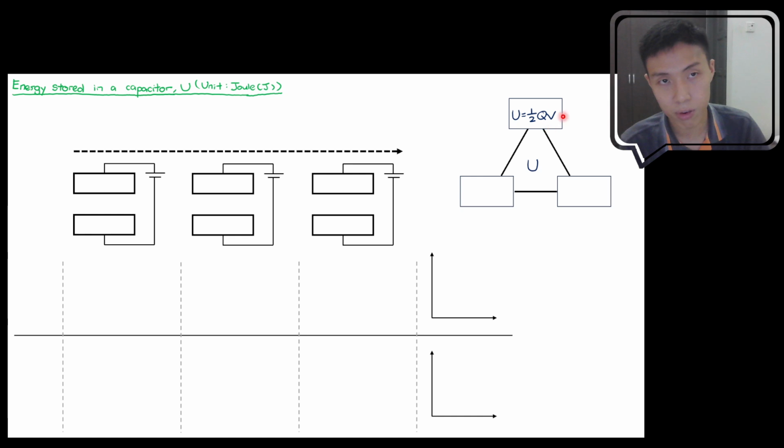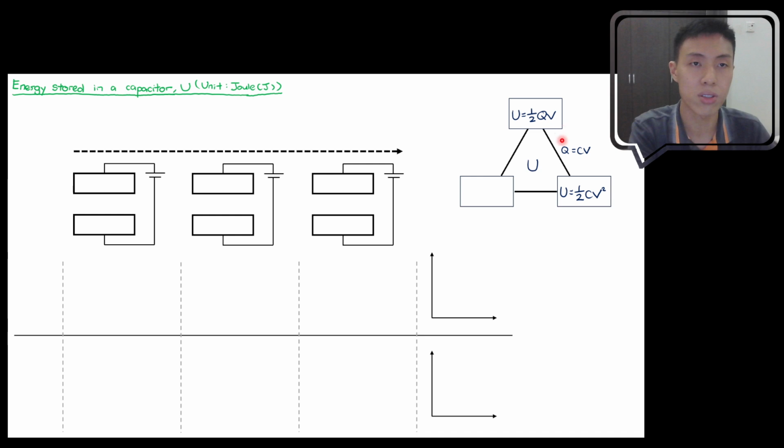Moving on from this equation, you also know the definition for capacitance. Capacitance is the ratio of Q over V, so you know that capacitance C is equal to Q over V. If you adjust the equation a bit, you can say Q is equal to CV. Once you replace the Q here with CV, it becomes CV multiplied by V. So U will be equal to half CV squared.